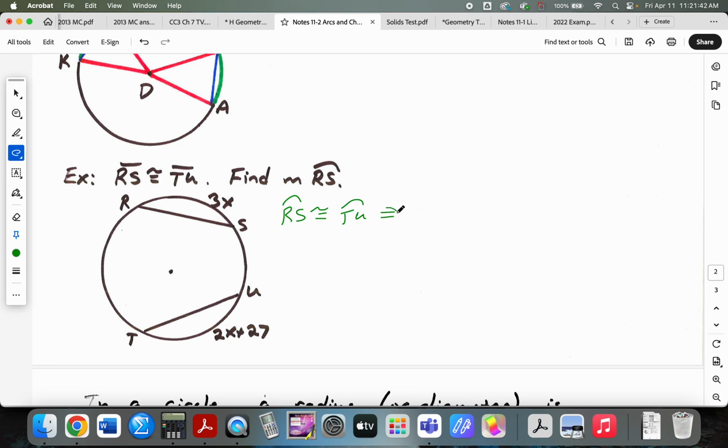And if two arcs are congruent, we know that their measures have to be the same. That's one of those one-way relationships.